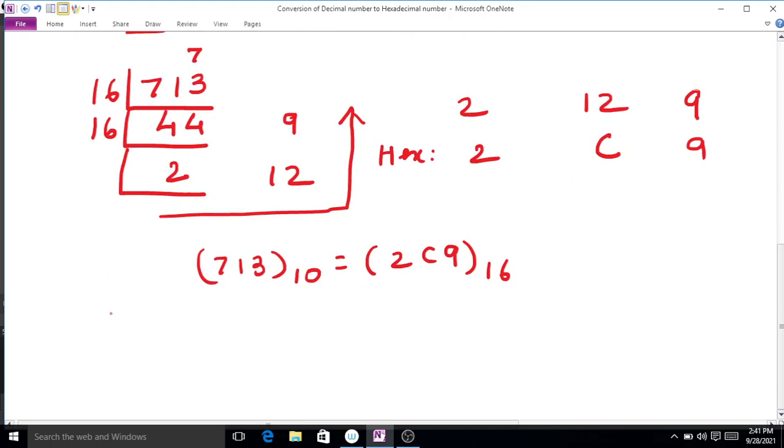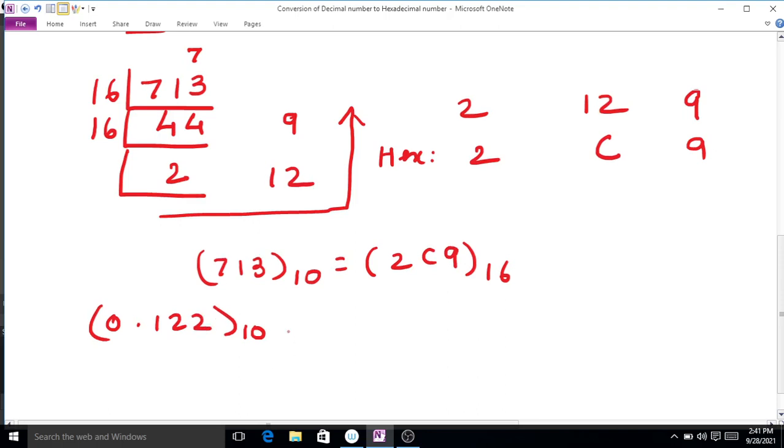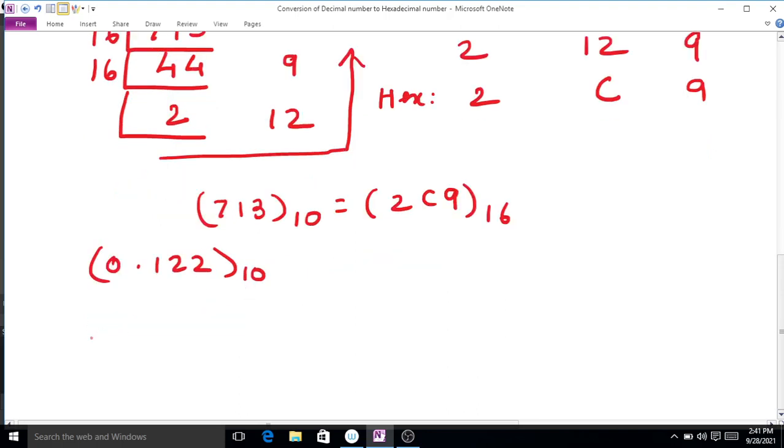So we have fractional part as 0.122. This is our fractional decimal part of given number. Now we have to convert this into hexadecimal number. So we are going to multiply this 0.122 multiplied by 16, which will give us 1.952. Here we are going to note down the integer part on our right hand side.